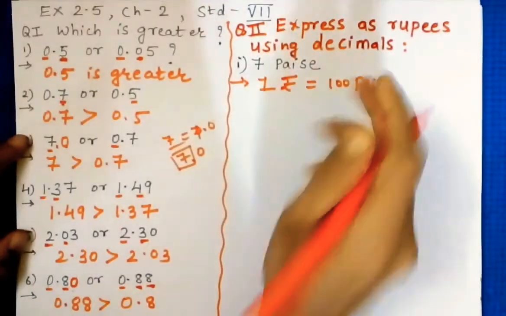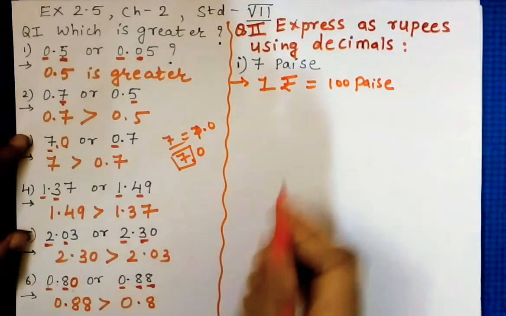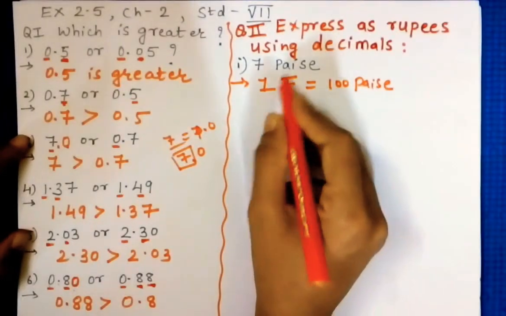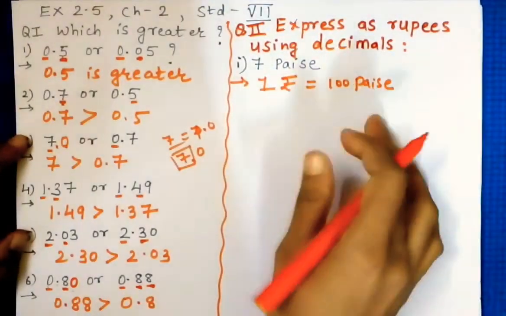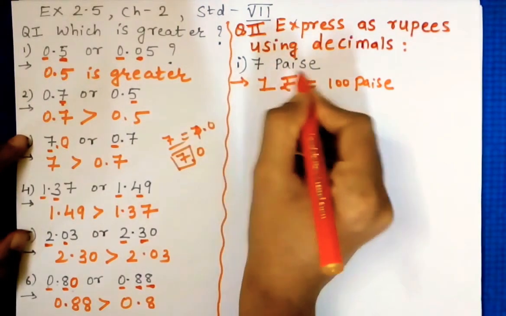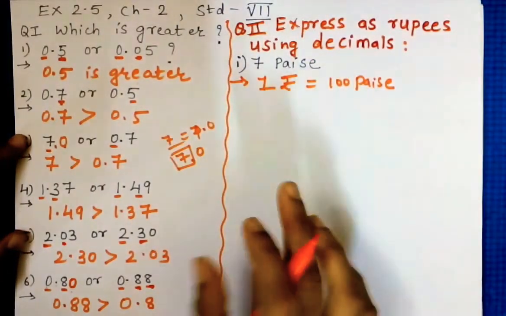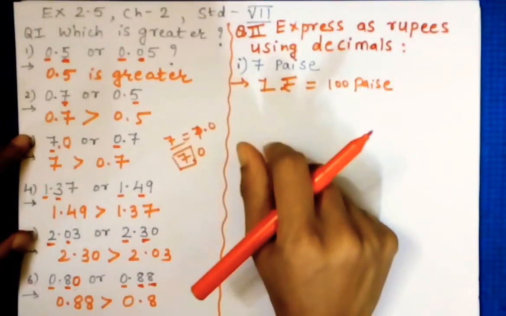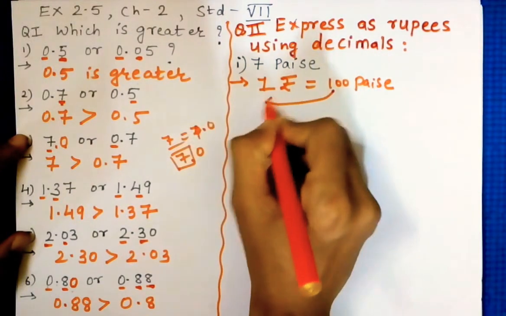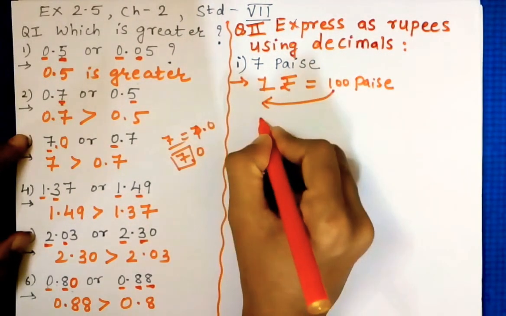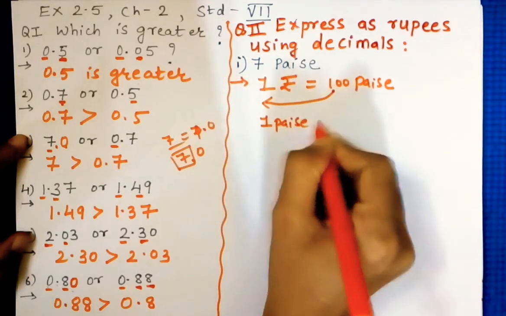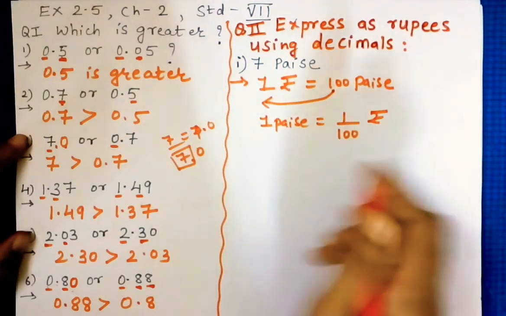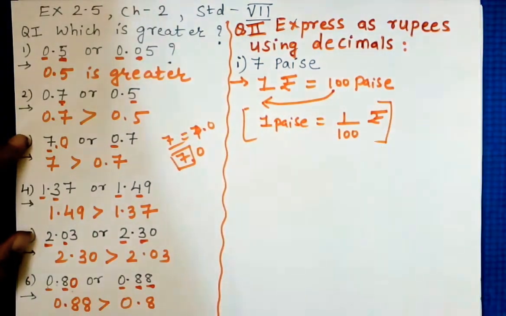So we are given paise, and we have to convert it into rupees. Whenever rupees is given and we convert to paise, we normally multiply. From a bigger unit, when we go to a smaller unit, we multiply. But here paise is given, so we have to divide. So 1 rupee is equal to 100 paise, means 1 paise is equal to how many rupees? This 100 we have to take down in the denominator. So 1 paise is 1 upon 100 rupees.